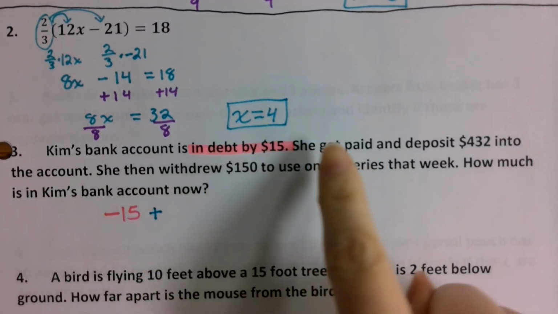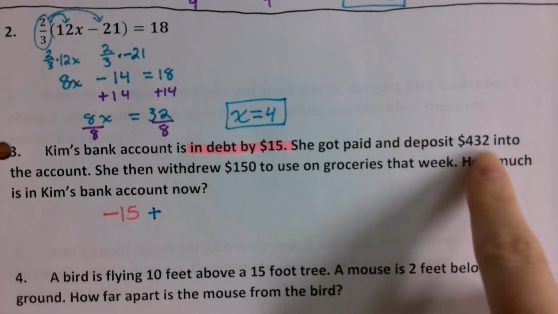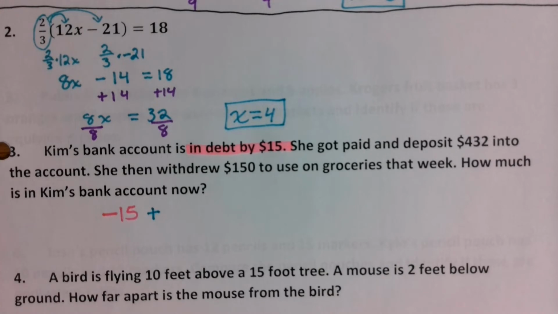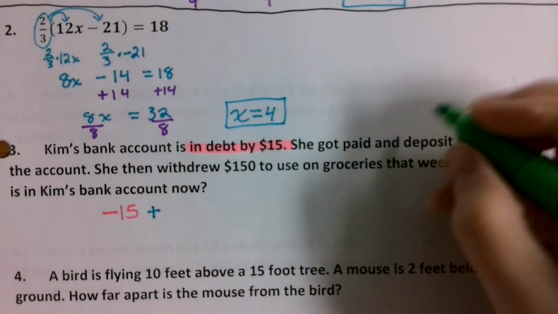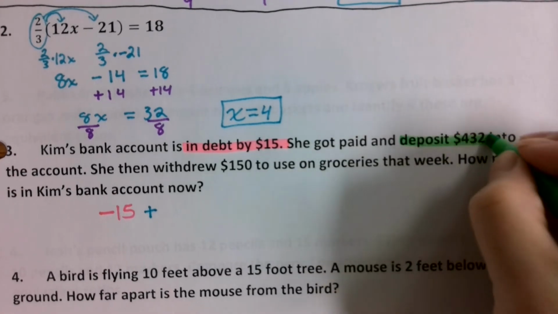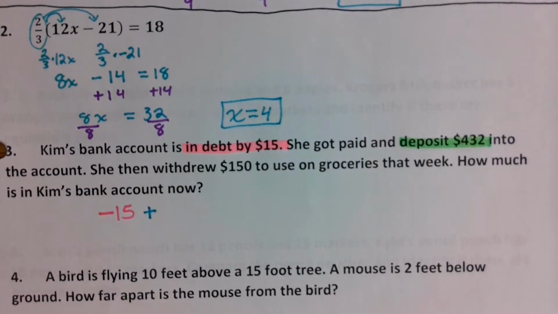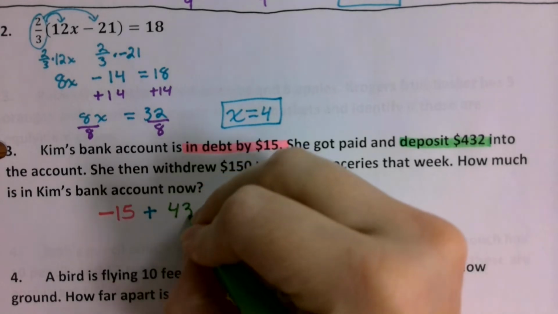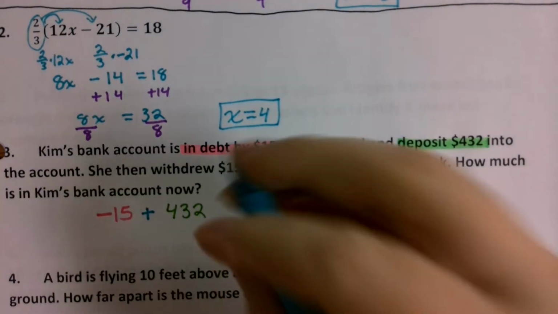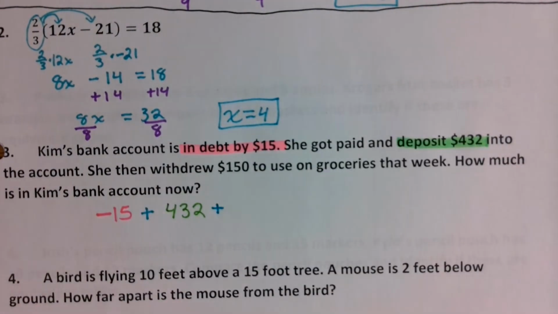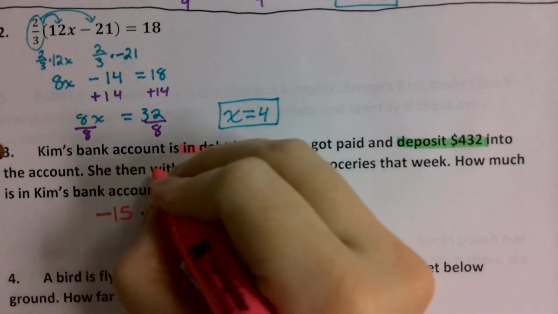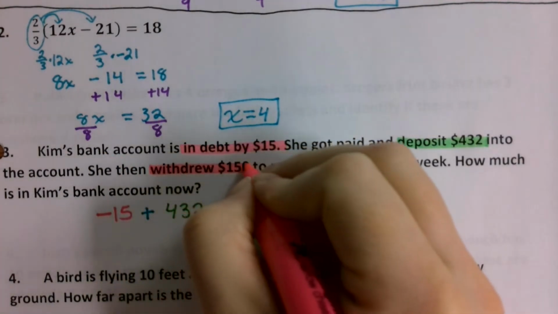So the next value, she got paid and deposited $432. What does deposit mean? Add it, right? It's positive, right? It's a positive value. That depositing of $432 is a positive value. Okay? And then she withdrew 150. Withdrew, is that positive or negative? Negative. Withdrew is a negative value.